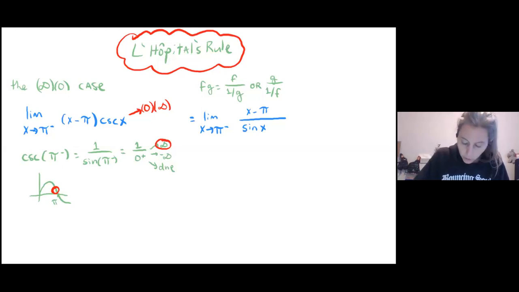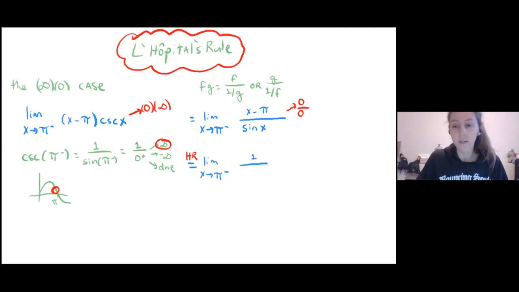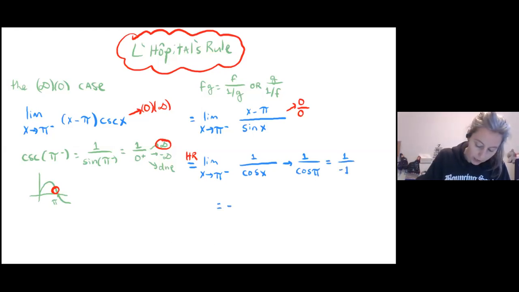Let's do it. So now when I plug in, I've turned this into sine of pi is 0, so 0 over 0. So we're going to apply L'Hopital's rule, HR on top of my equal sign there. Limit as x approaches pi from the left. The derivative of the top is 1. The derivative of sine is cosine. So I have 1 over cosine x. I plug in, I get 1 over cosine pi. And I know that cosine pi is equal to -1. So this is 1 over -1 to give me a -1 as my final answer.